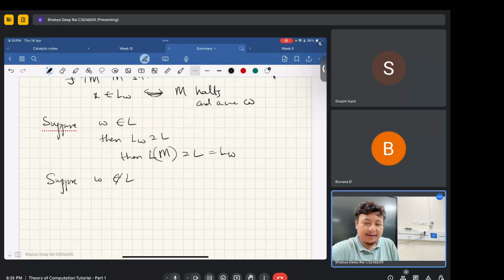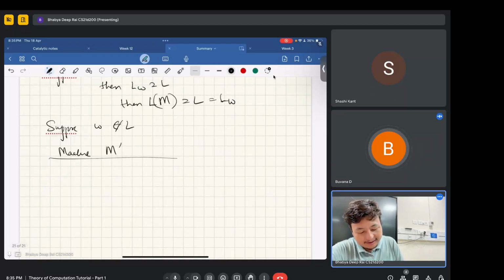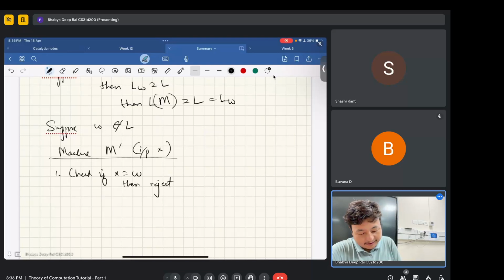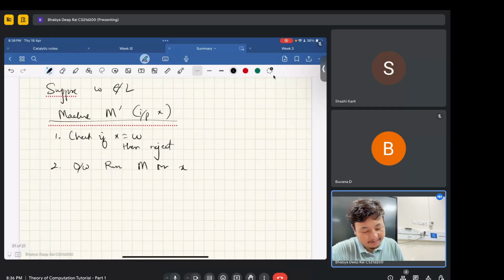Suppose W does not belong to L, then what do you need to do? We need to accept all those strings which are not equal to W. So we need to reject W. Here's the machine, M prime, I will call it. Input is X. First I check whether X is equal to W, then reject. Otherwise, run M on X, and if it is in the language of the machine, then accept.